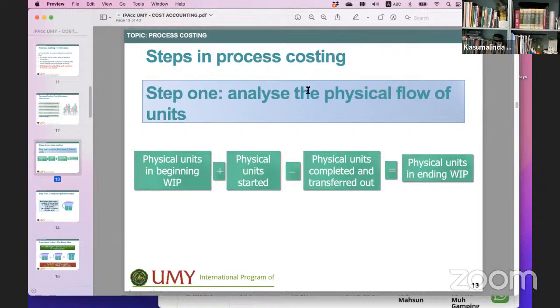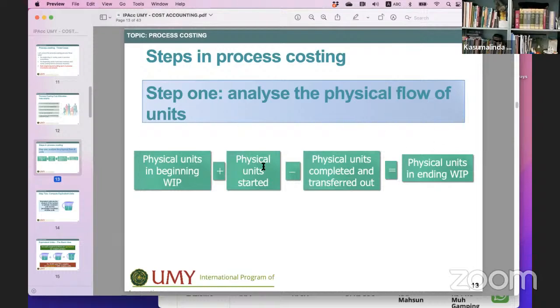Step 1 is to analyze the physical flow of units. Usually the physical flow of units uses this equation, with 4 items. The physical units in beginning work in process inventory, units started, units completed and transferred out, and units in ending work in process. You need to be familiar with all these 4 items in this equation.